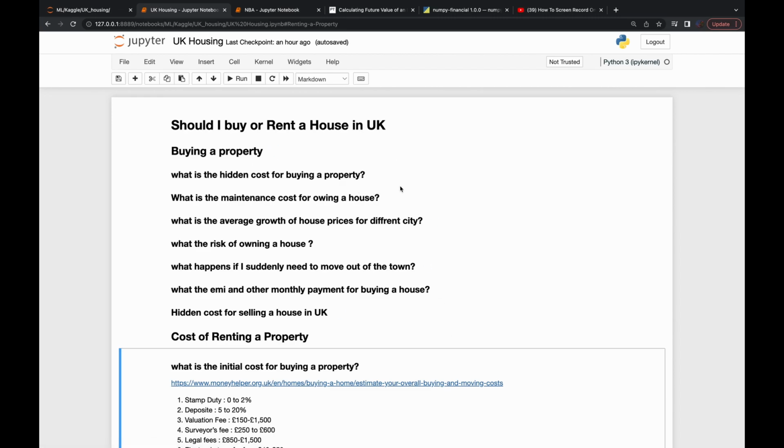What is the cost of buying a property? Basically, you need to consider the initial cost. What is the maintenance cost of owning a house? What is the average growth of house prices in different cities? Because we know it's an investment, and many people say that you should invest in it, but is it worth it? Let's see. What is the risk of owning a house?